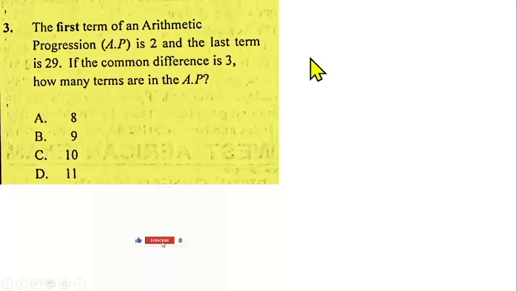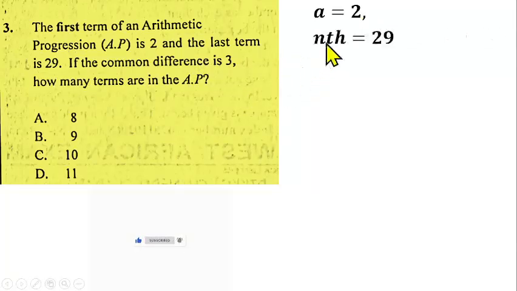So we know that the first term of an AP is a, so a is going to be 2. The last term, which is the nth term, is 29, and we are told that the common difference, d, is equal to 3. So you have to find the number of terms in that sequence, which is our n.